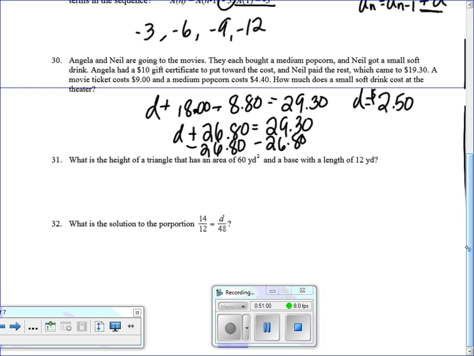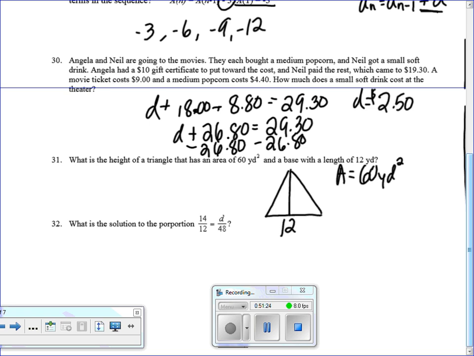Okay, it says, what is the height of a triangle that has an area of 60 square yards and a base with a length of 12 yards? So we want to find the height of a triangle. We know the area equals 60 square yards. We know the base is 12 yards.